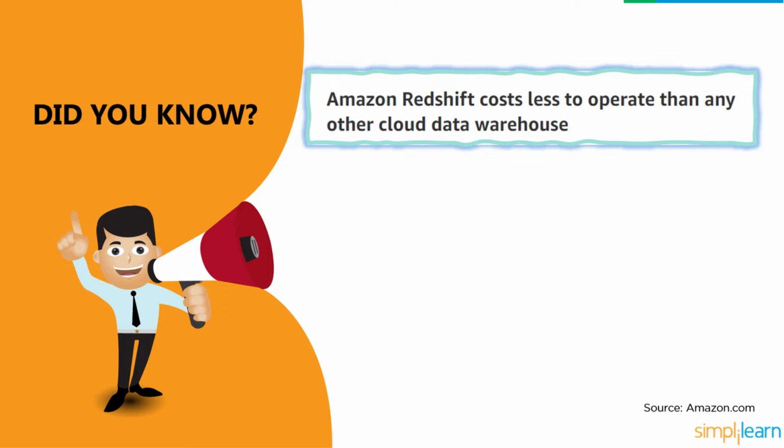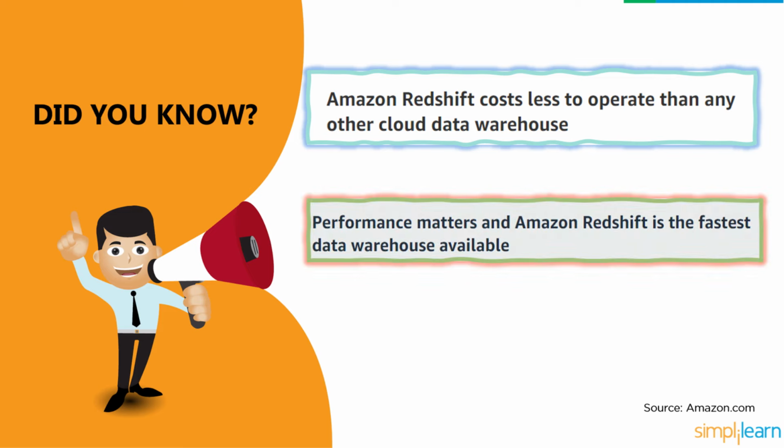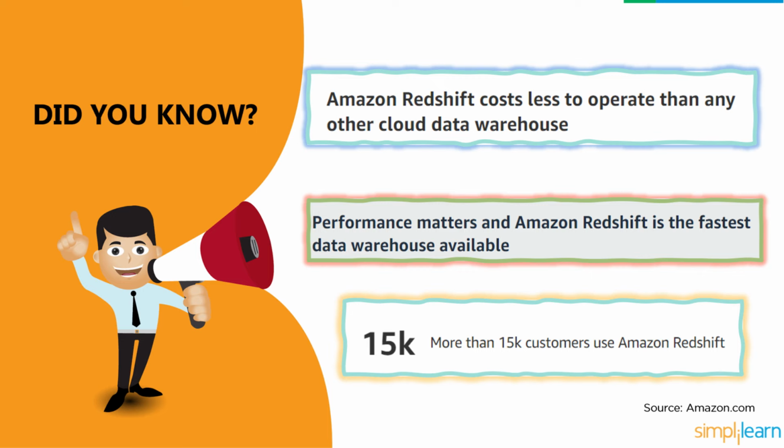Did you know that Amazon Redshift costs less to operate than any other cloud data warehouse service available on cloud computing platforms? And the performance of Amazon Redshift is the fastest data warehouse available as of now. So in both cases, it saves cost compared to traditional data warehouses, and its performance is the fastest available on cloud platforms. More than 15,000 customers are presently using the Amazon Redshift service.